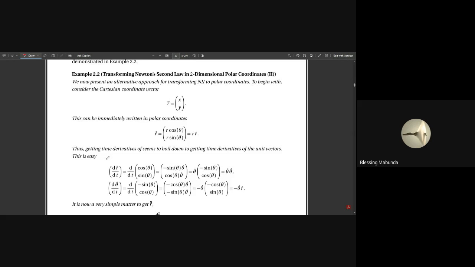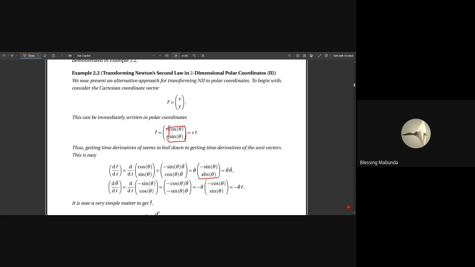So d r hat dt, that means that this is d dt of cosine theta, sine theta, like this r hat expression. And then you can do the derivatives of that. And then this is theta dot multiplied by minus sine theta, cosine theta. And this is equal to theta dot and theta hat given by that.